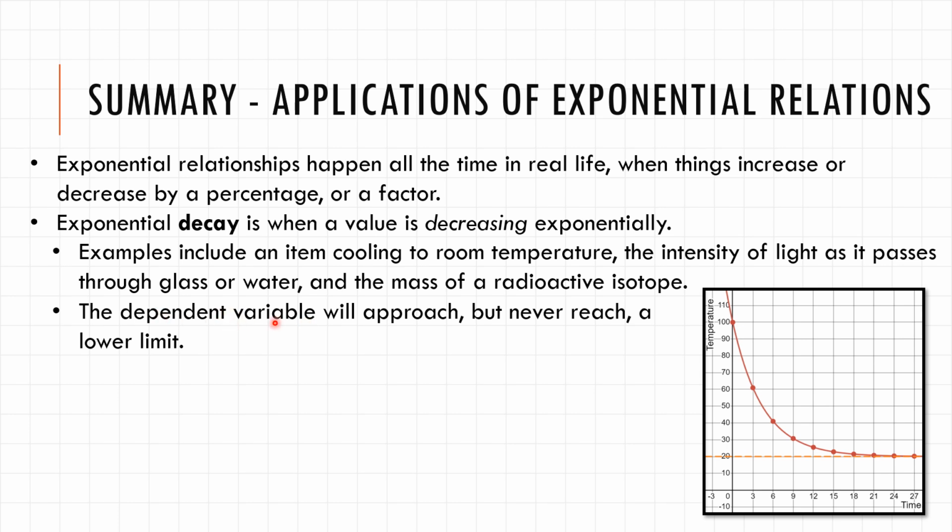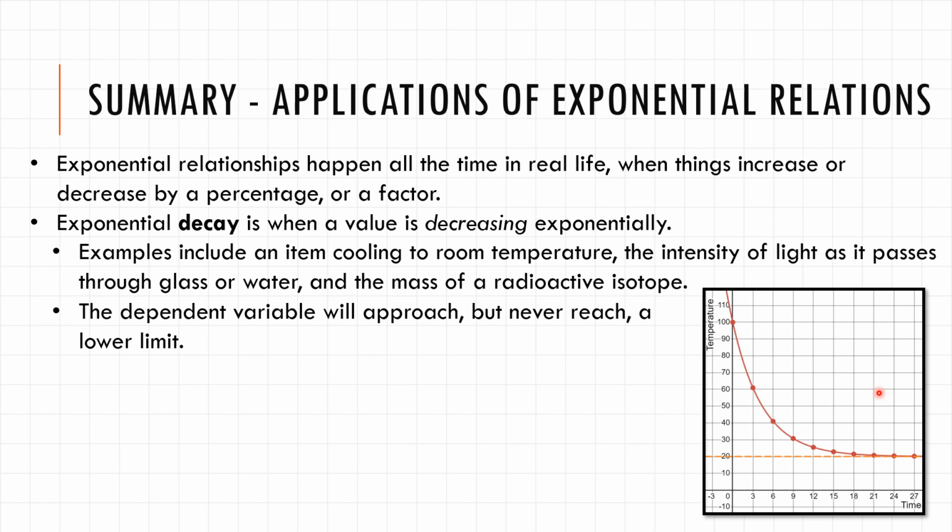The dependent variable, in our example, we said time and temperature is what we were tracking. The temperature of the cup of coffee depends on the amount of time that has passed, right? The dependent variable will always approach, but it will never actually reach that lower limit. So this cup of coffee would never have gone below 20 degrees Celsius, because the room is just 20 degrees. There's nothing to pull it past 20 degrees Celsius below that line.